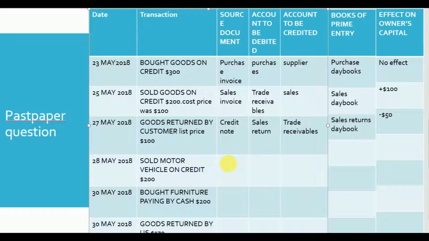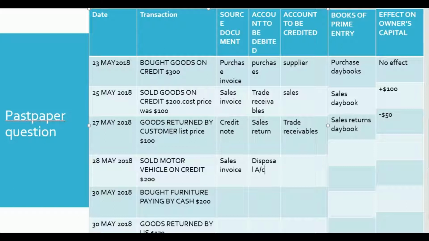Sold a motor vehicle on credit. We don't have any journal for these kinds of assets. So we have sold a motor vehicle on credit. So we would say the source document is always the sales invoice, because we are selling a motor vehicle. And the account to be debited, sold motor vehicle on credit, so the account to be debited will be the disposal account.